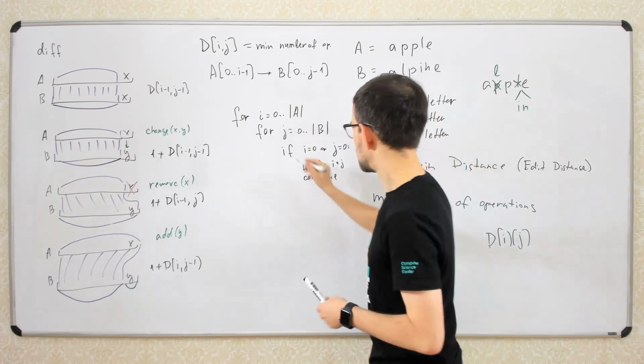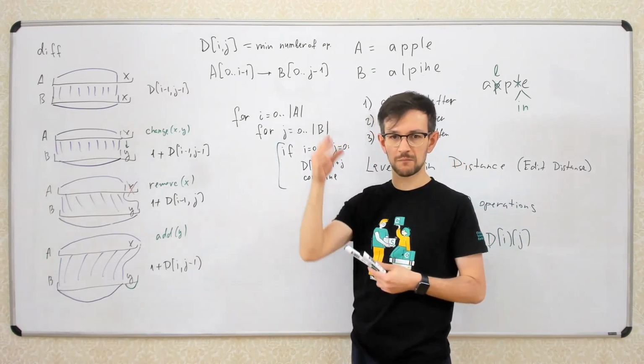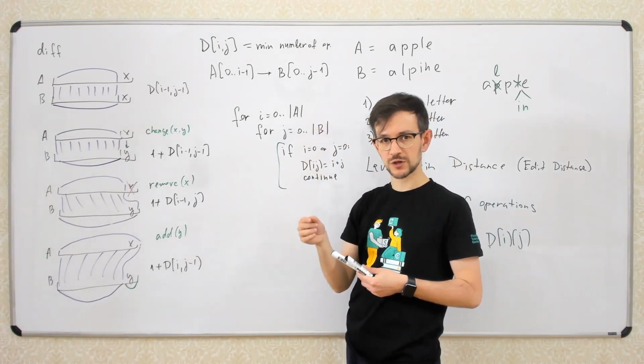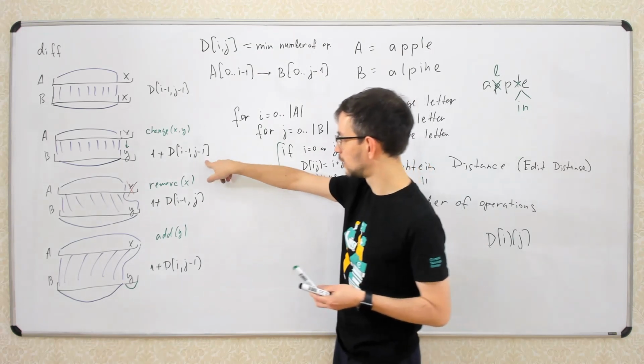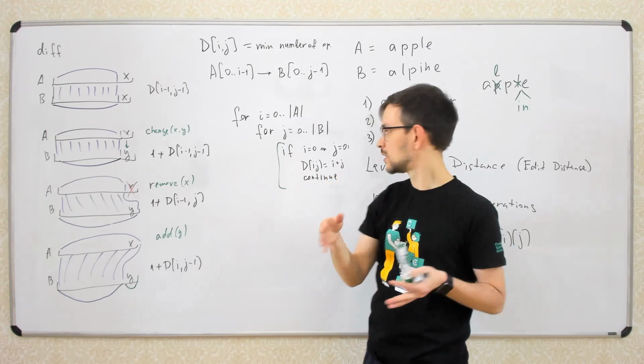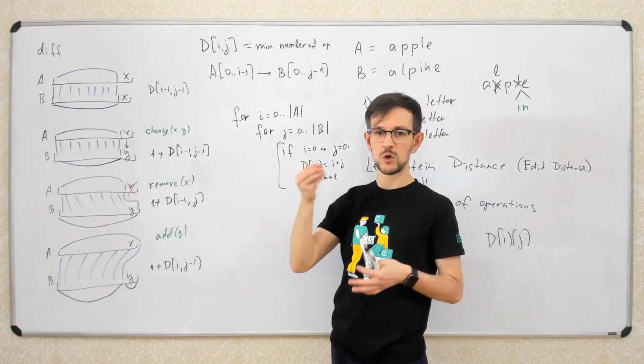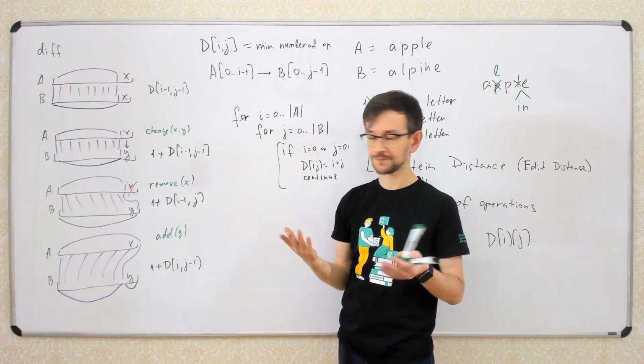So this is the base of your dynamic programming. You need to initialize some base solutions so that the next solutions can use these previous solutions of the smaller problem. So this is the base, basically. If one of the strings is empty, then we know the number of operations.